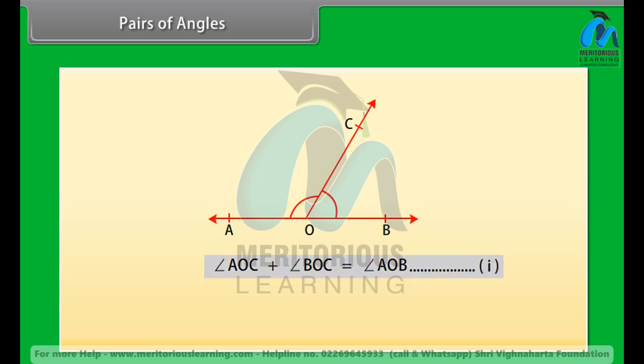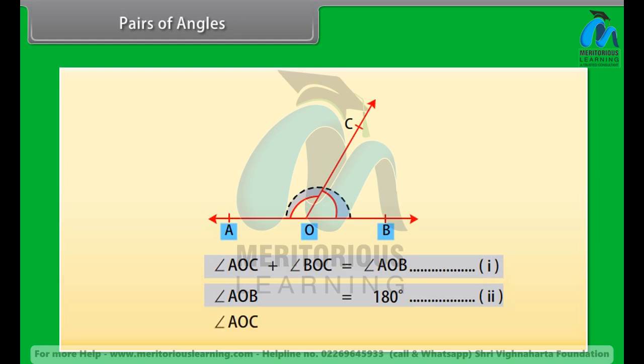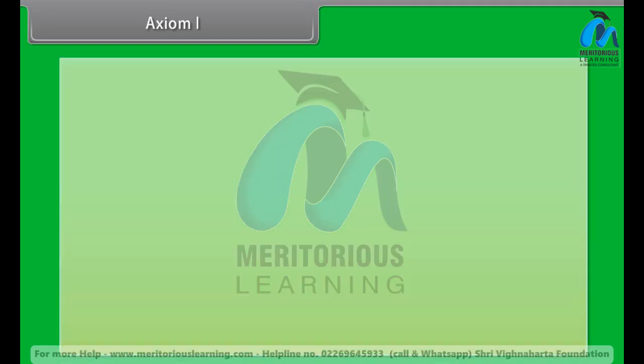Mark it as 1. The measure of angle AOB is 180 degree because it is a straight line. Mark it as 2. From 1 and 2 we can say that angle AOC plus angle BOC is equal to 180 degree because angle AOB is 180 degree. This gives an axiom. Let's go through it. Axiom 1.